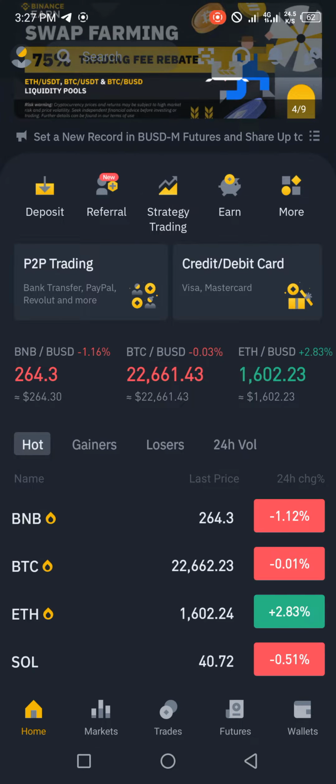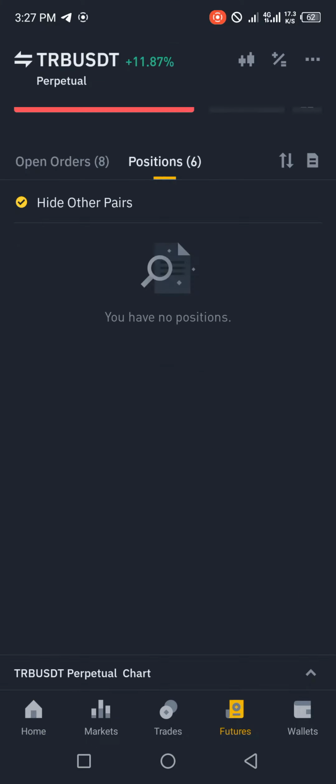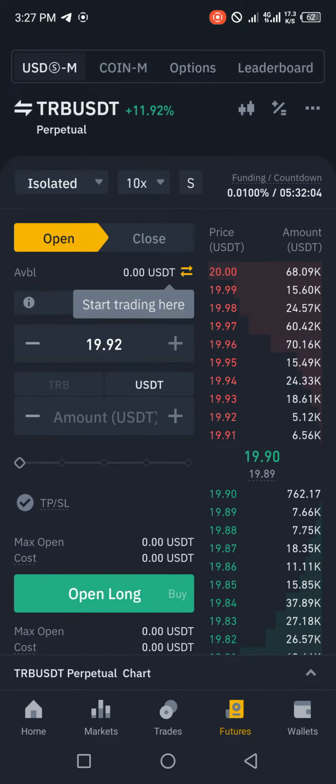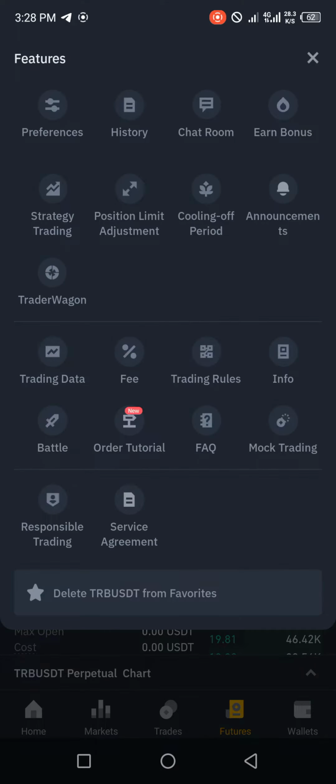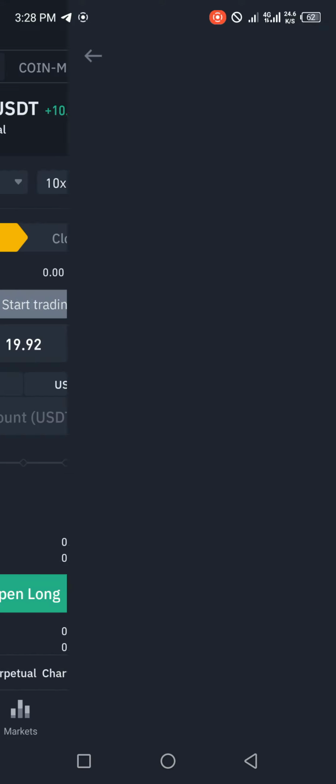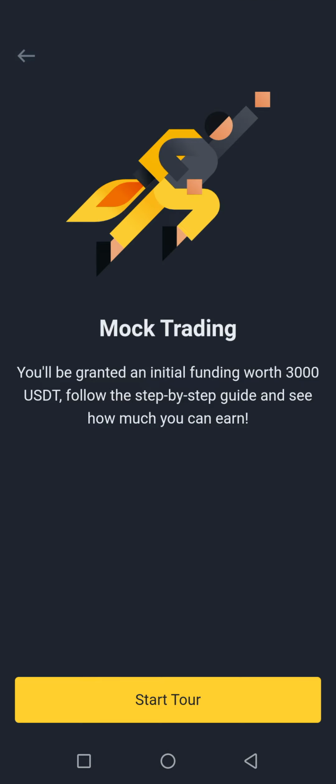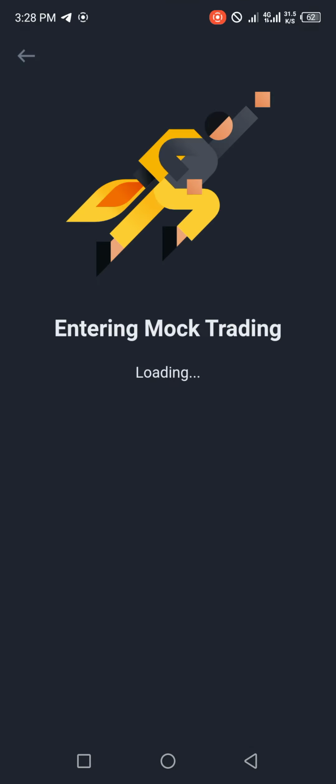Just you have to follow these steps. Click on futures. Here you can see that this is my futures wallet, and click on the top right three buttons. Click here. As you can see that these are top right corner three dots, and click here. This is mock trading. As you can see that 1 2 3 and 4th line last word is mock trading. Click on mock trading and continue.